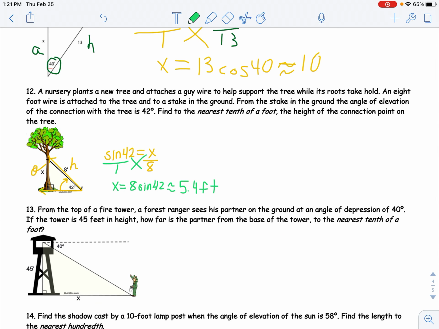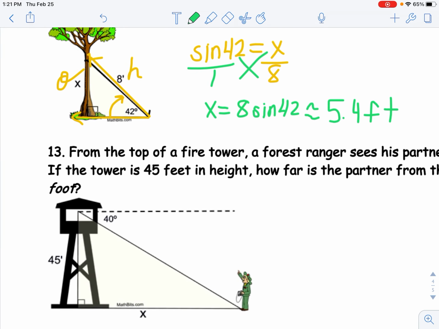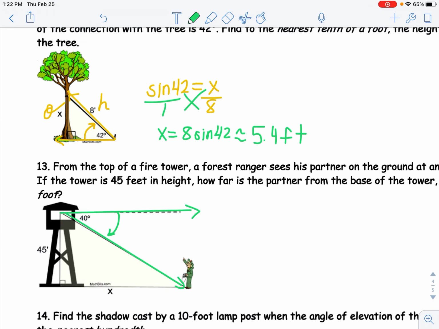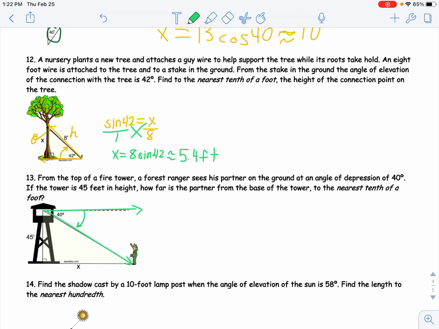All right. From the top of a fire tower, I've climbed one of these before in the forest, a ranger sees his partner on the ground at an angle of depression of 40 degrees. So remember, angle of depression, always look straight out and then down. That's the angle of depression. All right. If the tower is 45 feet in height, how far is his partner from the base?